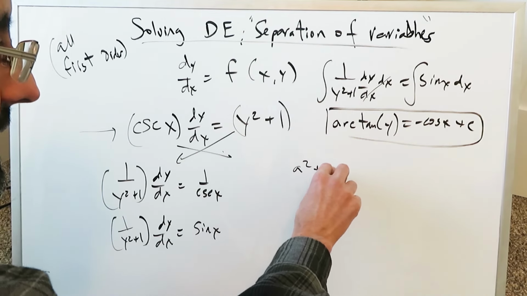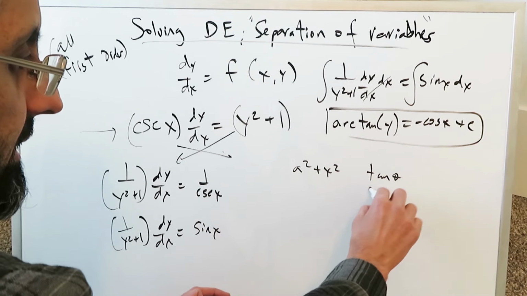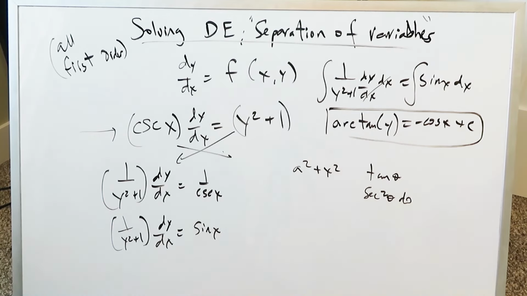You do have something which looks like a squared plus x squared, and you can do those series of substitutions, bringing in the tan theta and the secant squared theta d theta, but there's no need to do it. You'll end up right there anyway. That answer has been completed for you.